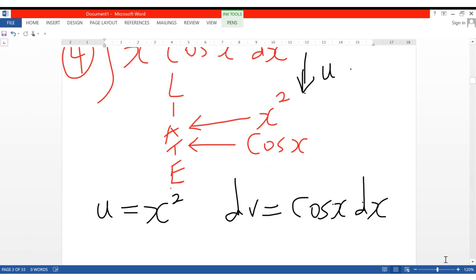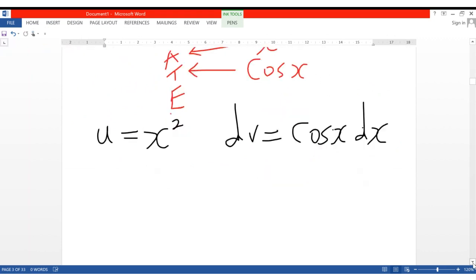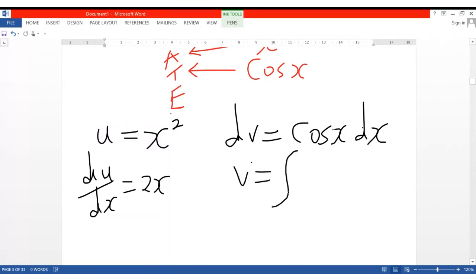Now we said what? We need to differentiate the u and integrate the what? The dv, because we need the v in the formula. So here du dx will be given by 2x. If I need my v, I'll have to integrate this function cos x dx. So let's get this one.